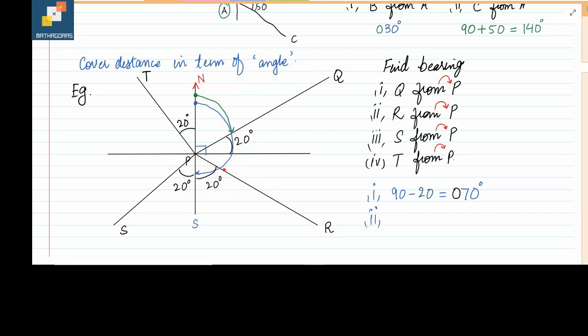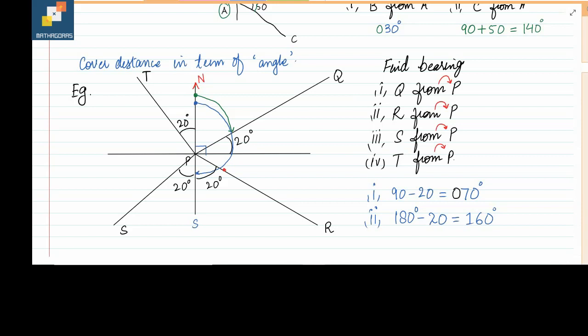But no problem, we know that if we travel from north till south, it will be 180 degrees, right? So 180 is the total, and we had covered 20 degrees extra. So if we subtract 20 from 180, we will get our final bearing, that is 160 degrees. Now 160 is which angle? From the north until you meet the line R, that is the angle 160 degrees. I hope that it clears in your mind a little bit. If you say that 10% is clear, it is quite enough for me.